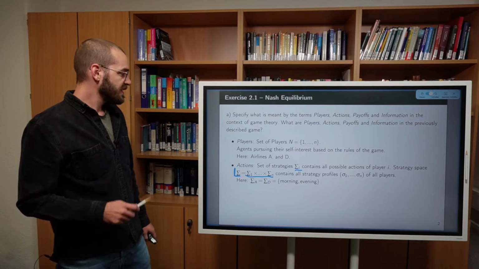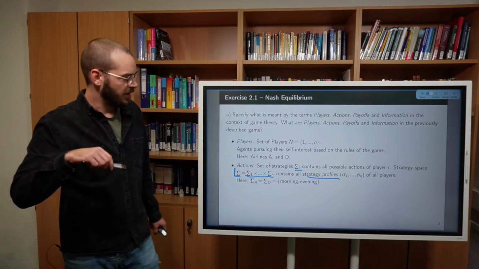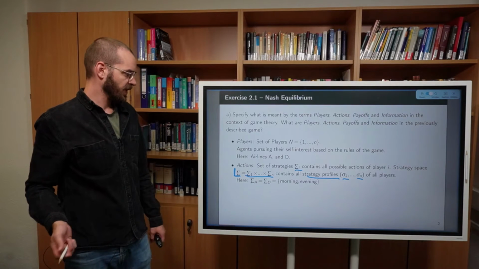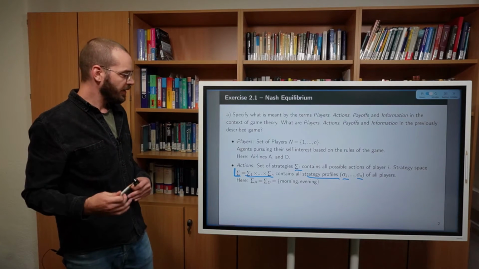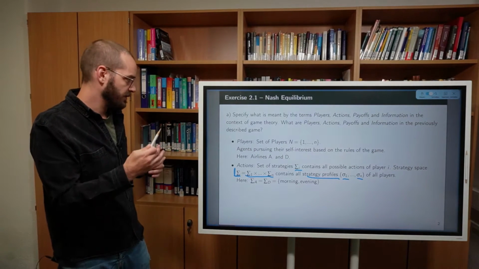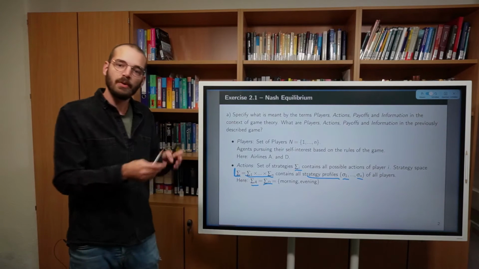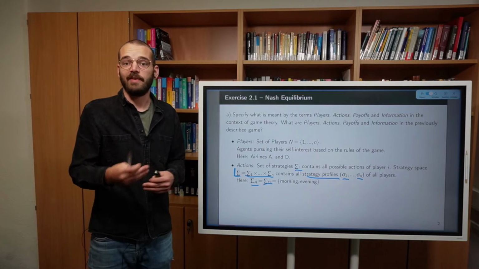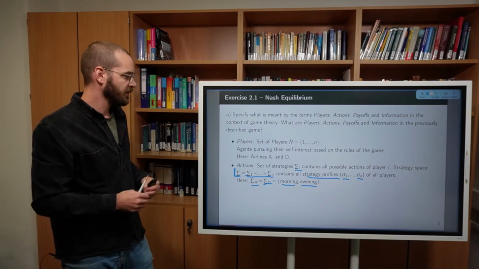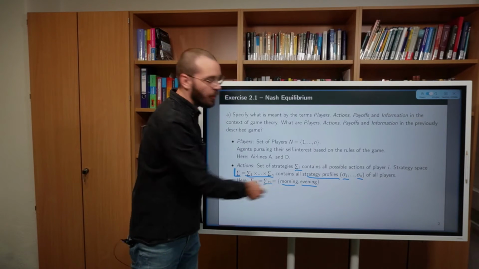Now finally, this strategy space contains all strategy profiles, which we will denote with a lowercase sigma, again 1 to n, of all players. In this specific example that we are talking about, the set of strategies of player A and player D are equal, because both airlines have at their disposal the strategies of flying in the morning or flying in the evening. So the strategy space for both players equals the set of morning and evening.